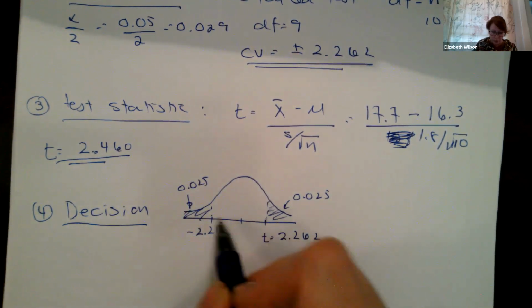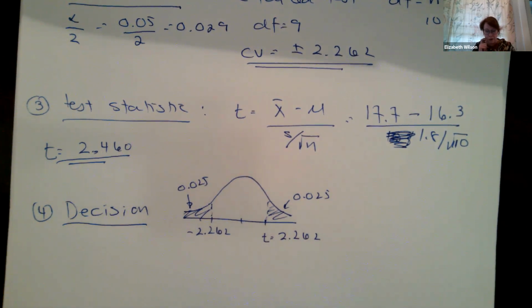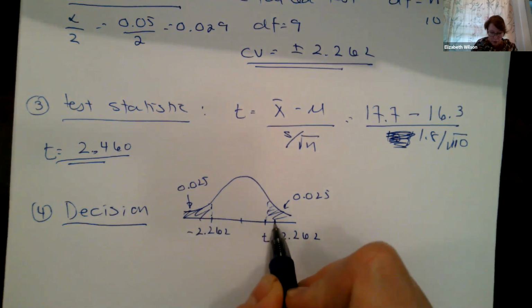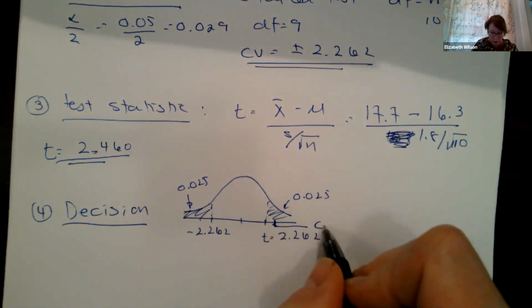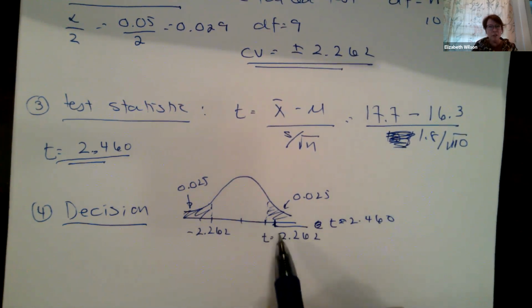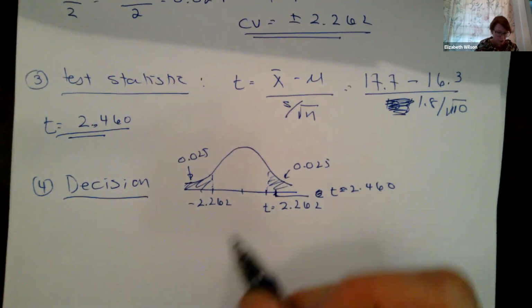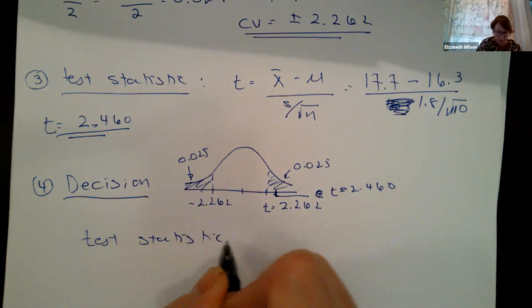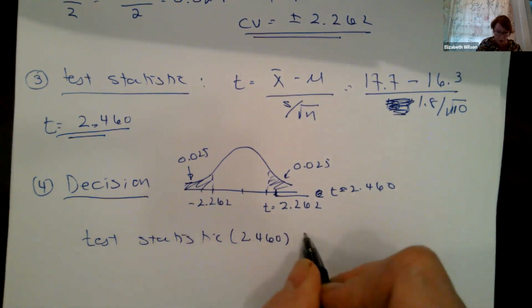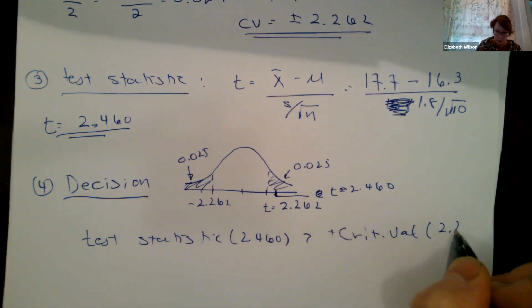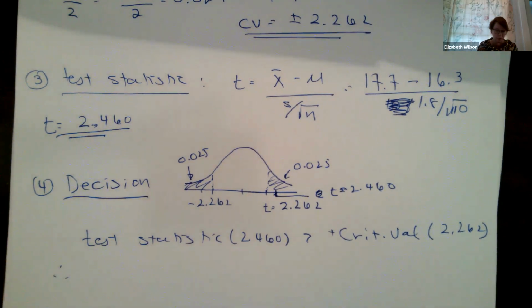Okay, we're not doing the p-value method. We're doing our critical value method. So now I got 2.460, our t, right here, if you can see how it falls within our critical region. Okay, so now I'll write it out. Our test statistic, which is 2.460, is greater than our positive critical value, which was 2.262. Therefore, I can reject the null hypothesis.